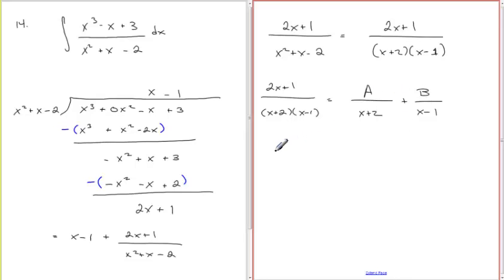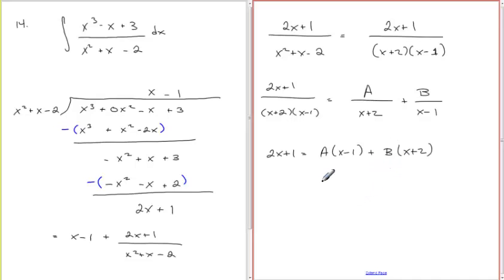So again, we cross-multiply those two terms, and then you'll have the same common denominator. So we have a times x minus 1 plus b times x plus 2.